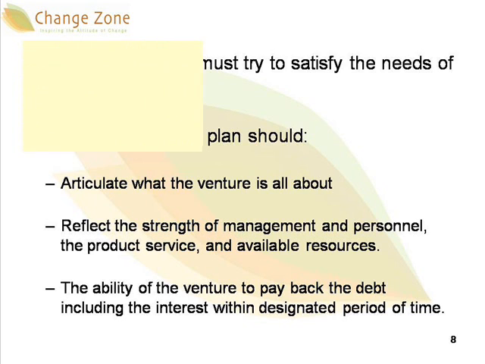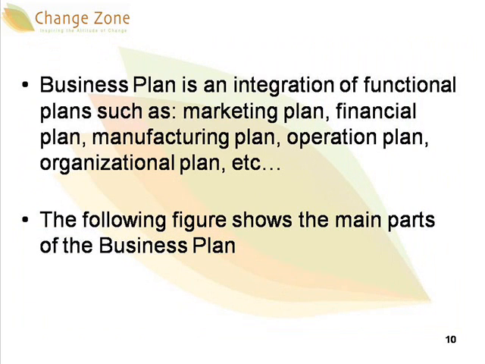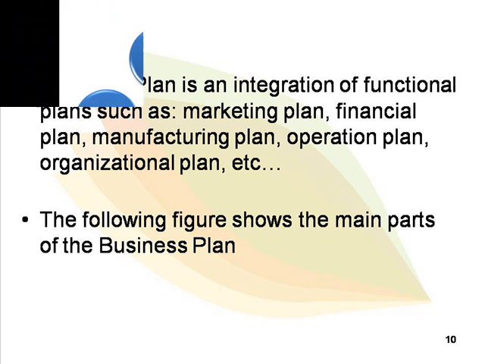Business plan outline. Business plan is an integration of functional plans such as marketing plan, financial plan, manufacturing plan, operation plan, organizational plan, and so on. The following figure shows the main parts of the business plan.